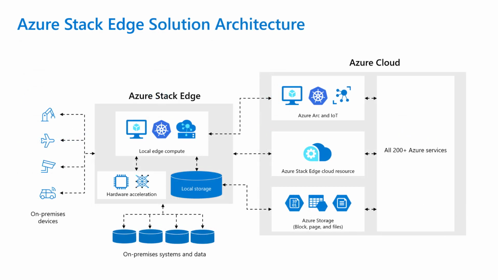When we look at the solution architecture of this product, as you can see, all your on-premises telemetry generating devices are connecting to Azure Stack Edge, which then filters out what data is needed and what is not and sends it to the relevant services in Azure Cloud. So you can run local edge compute, local storage, and hardware accelerated machine learning services, filter out the data you need, and send it to the public cloud for further processing.